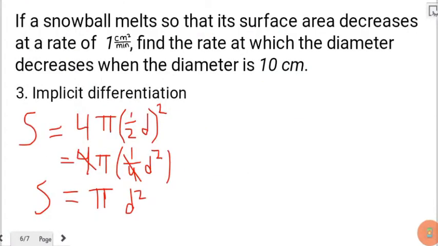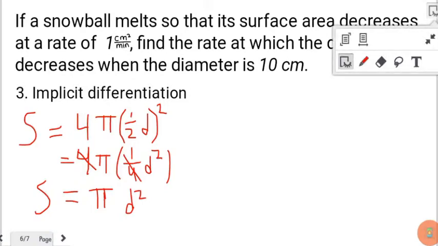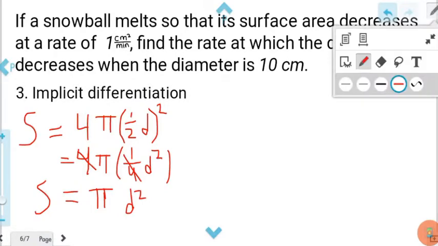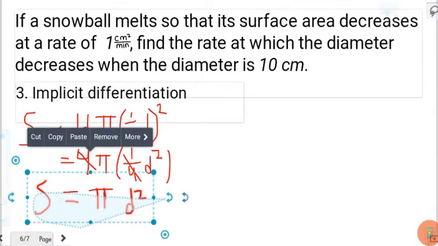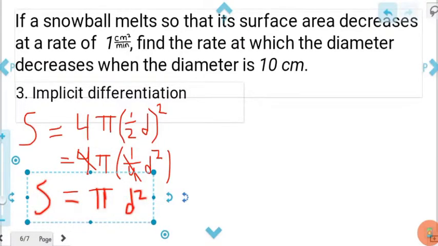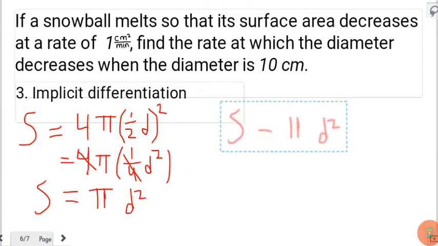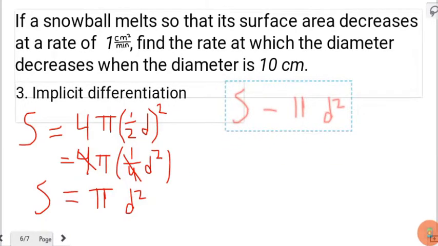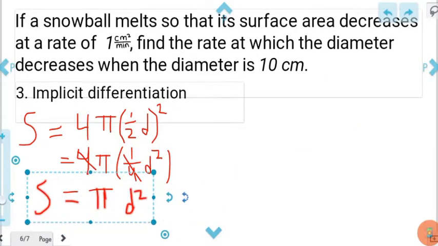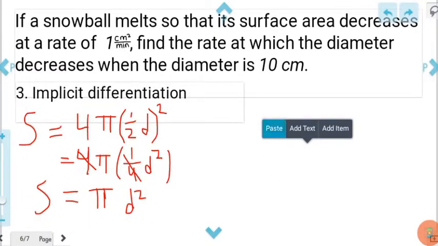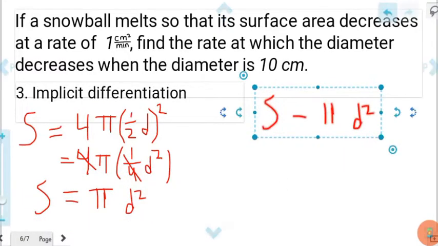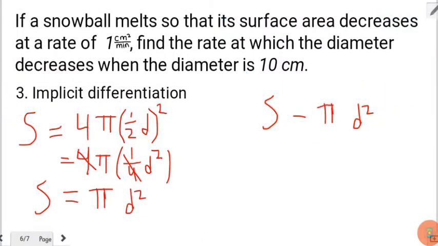Okay, so that's going to be our equation that we want to take the derivative of. So now all we need to do is take the derivative of both sides of this equation. Basically, all that means is we're going to take the derivative of this whole thing with respect to time.